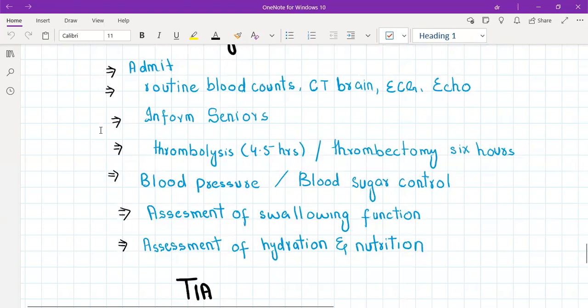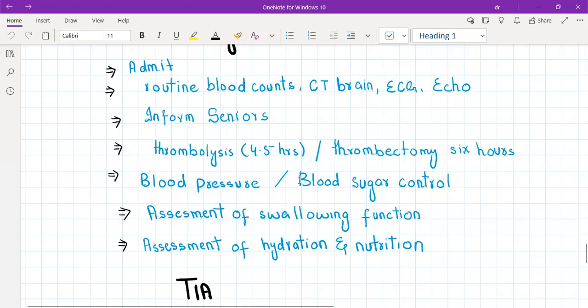You will inform your seniors. If it is ischemic stroke, then you will do thrombolysis with alteplase if the patient presents within 4.5 hours, or thrombectomy, which is mechanical removal of the clot, which can be done up to 6 hours. You will control blood pressure and blood sugar. You will assess swallowing function, and assess and maintain the hydration and nutrition of the patient. Okay.